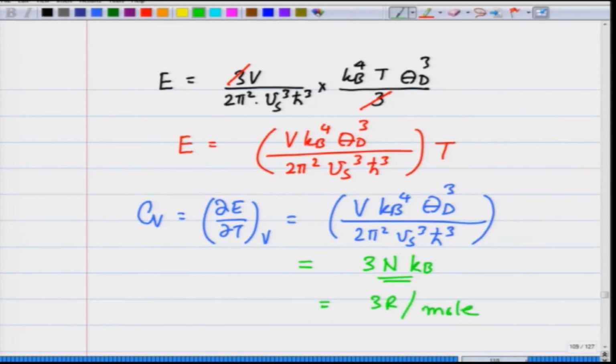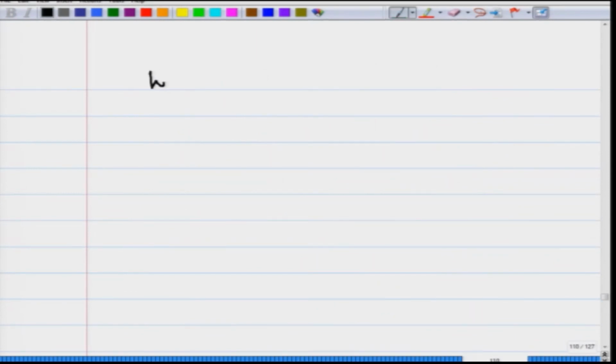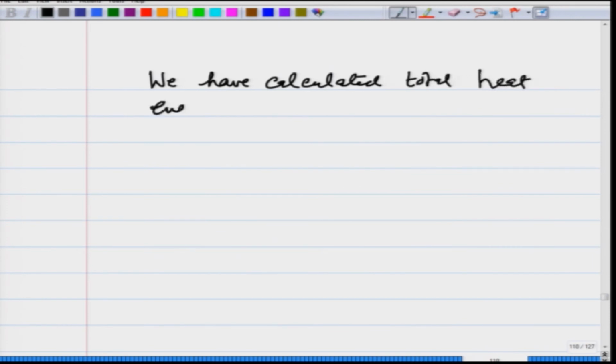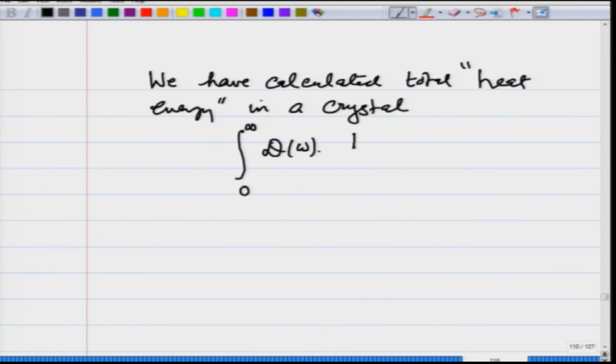So, let me summarize this lecture by pointing out that we have calculated total heat energy, if you like, because of the temperature in a crystal by doing this integral 0 to infinity d omega h cross omega over e raised to h cross omega over k_B T minus 1, and in the limit of large and small temperatures, we have calculated this in Einstein model.